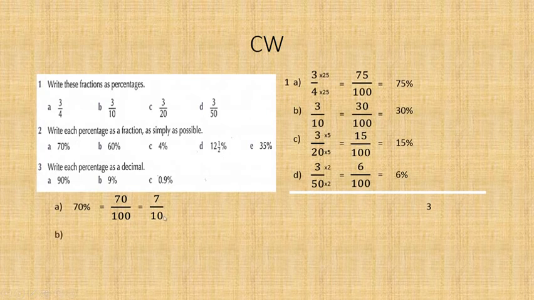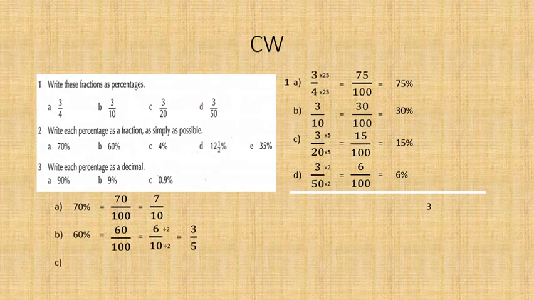Okay, so question number B, 60%. It means 60 over 100, and removing a 0 up and a 0 down is going to be 6 over 10. And after that, I can simplify it more by dividing both of them by 2. So 6 divided by 2 equals 3, and 10 divided by 2 equals 5. So it's going to be 3 over 5. This is a fraction in its simplest form.